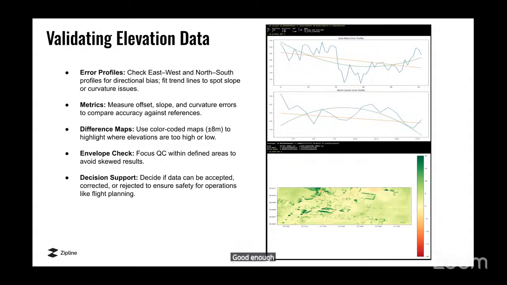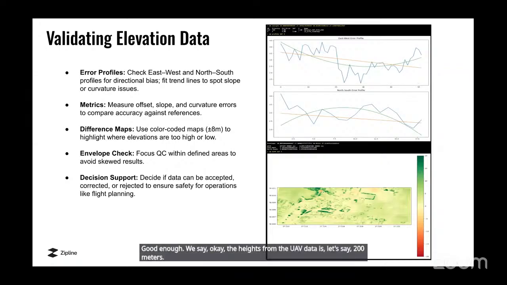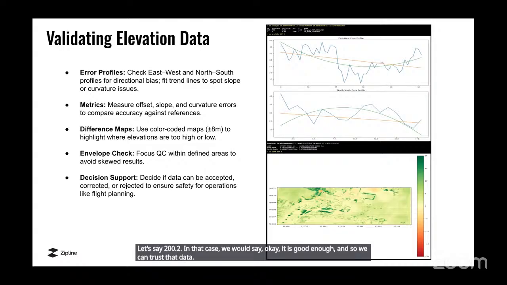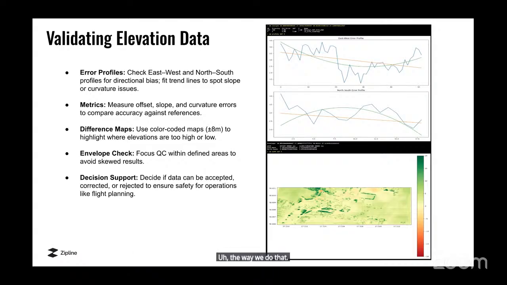We say, okay, the height from the UAV data is, let's say, 200 meters in ellipsoidal height. And then the height from the GPS RTK collection is also, let's say, 200.2. In that case, we would say, okay, it is good enough. And so we can trust that data. The way we do that, we have an in-house tool that we use for comparing the profiles.